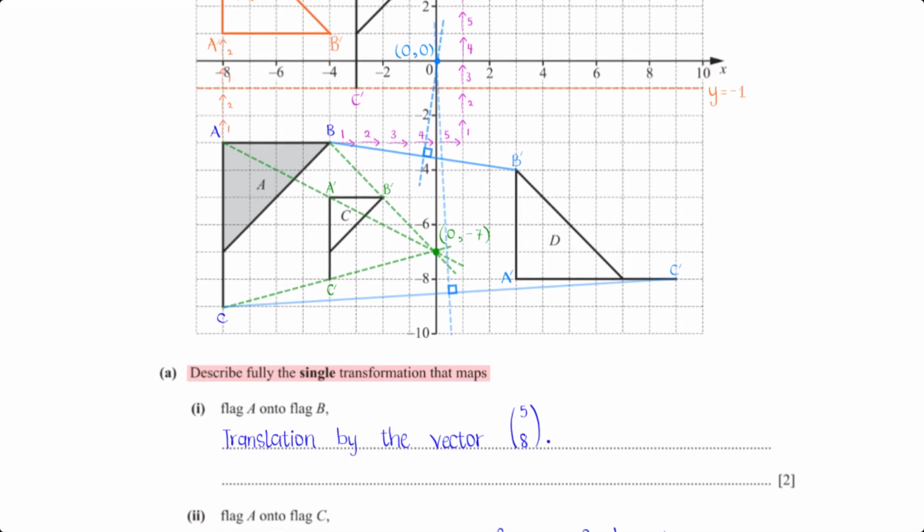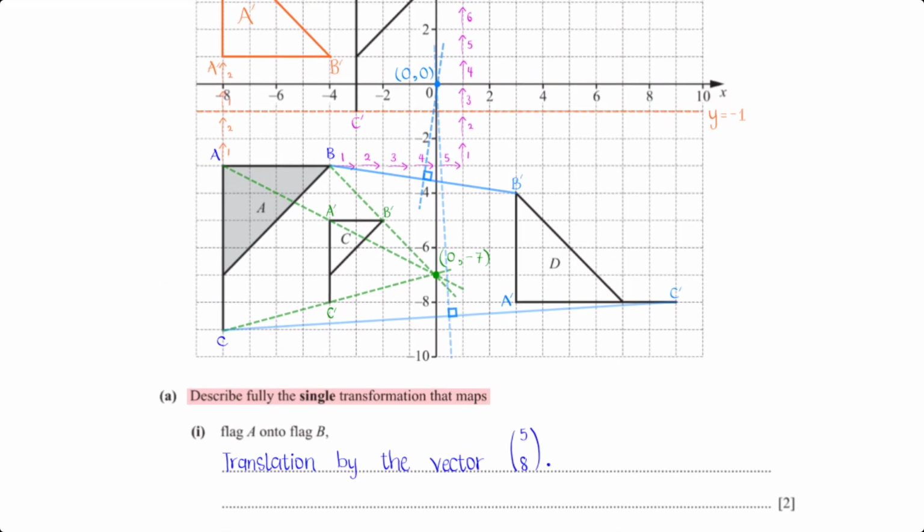When we look at flags A and D, we can tell straight away that this is a rotation 90 degrees in the anti-clockwise direction. So now we need to identify the center of rotation. For a 90-degree rotation, the way to determine the center of rotation is this. We draw a line to connect at least two corresponding points on both flags.